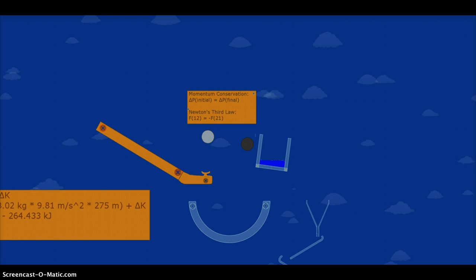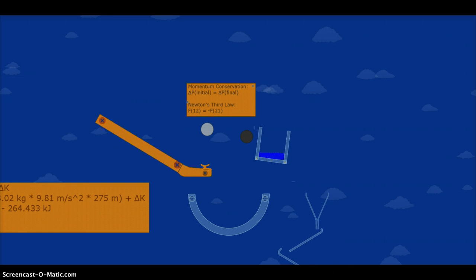Newton's third law is shown as the steel ball impacts and then bounces away from the rubber ball, and when the rubber ball hits and bounces away from the bucket of water, in the opposite direction as illustrated by the law. F12 equals negative F21.